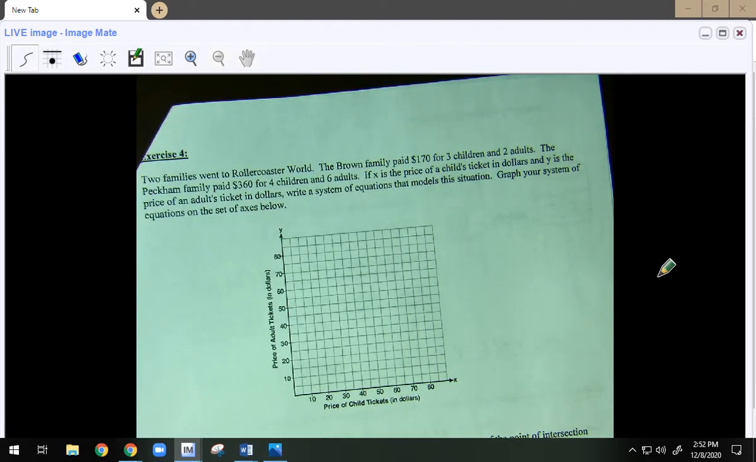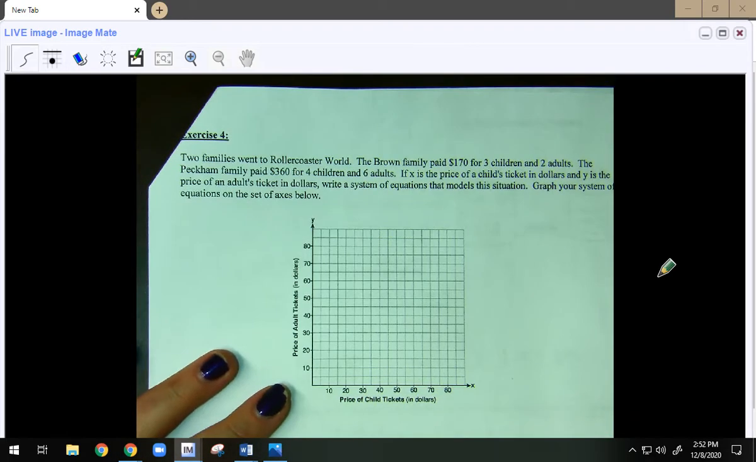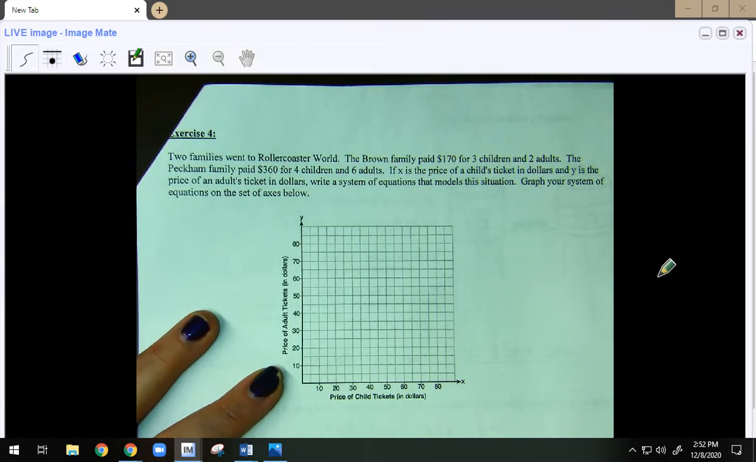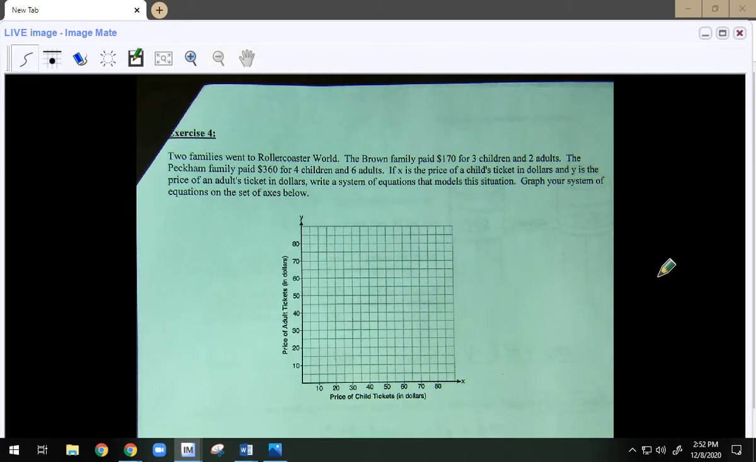Okay, this is the last one. A little bit more of a complicated one. This is a graphing one. So exercise 4, what do we have here? We have 2 families went to Roller Coaster World.